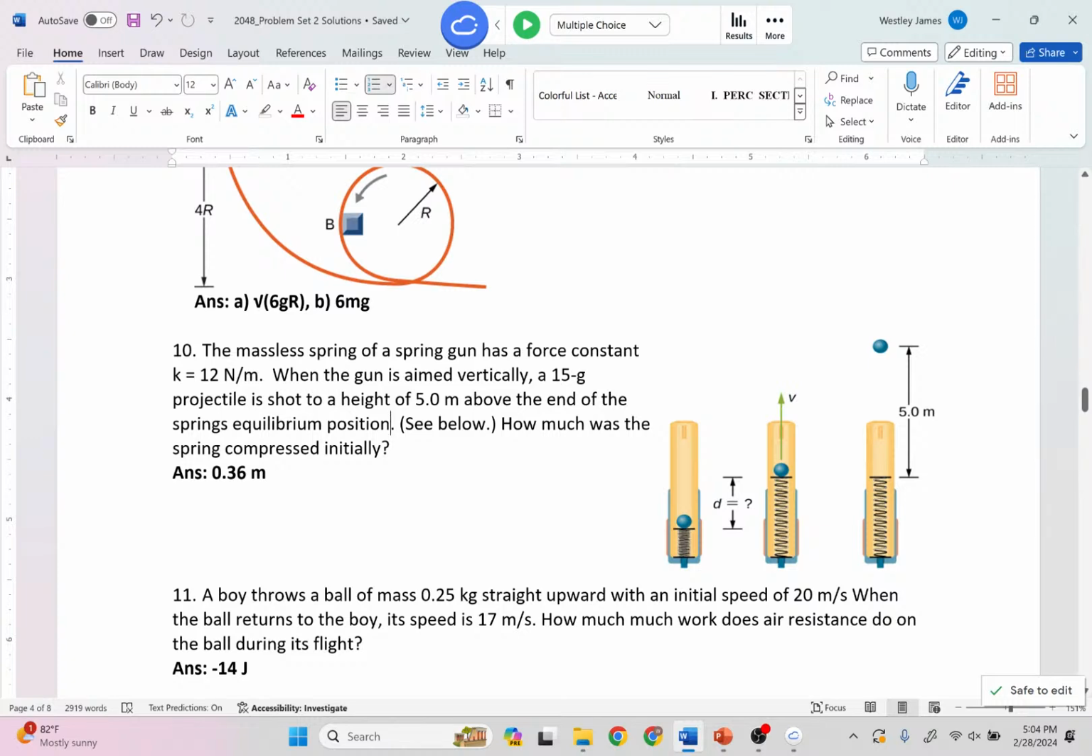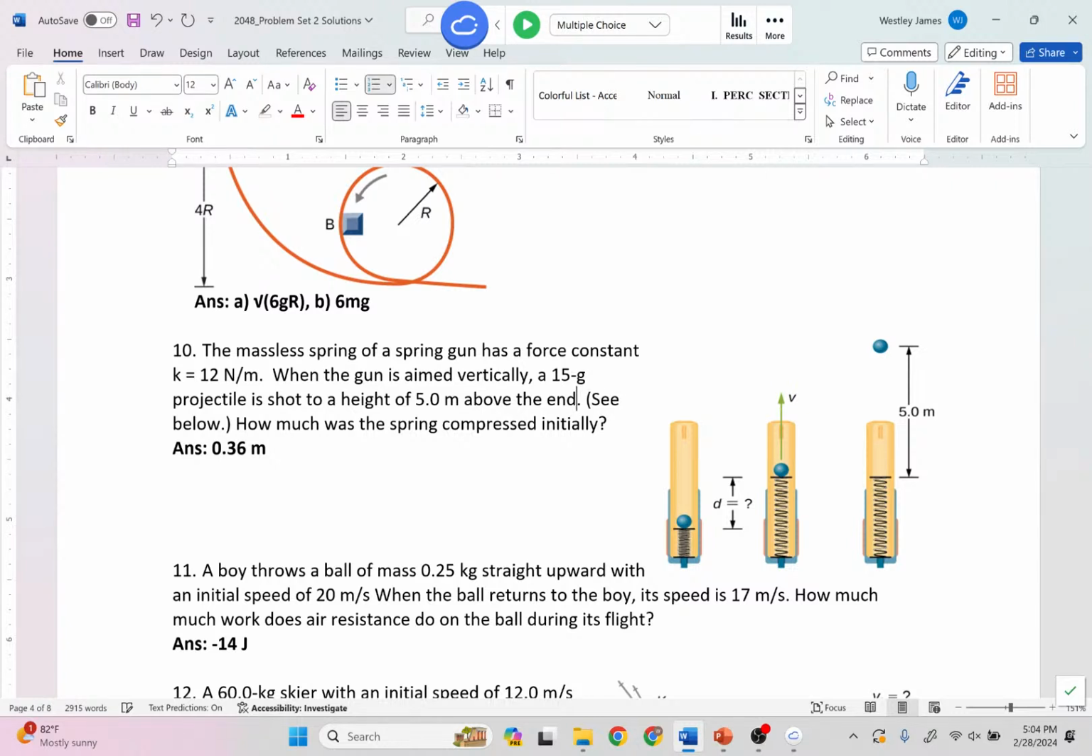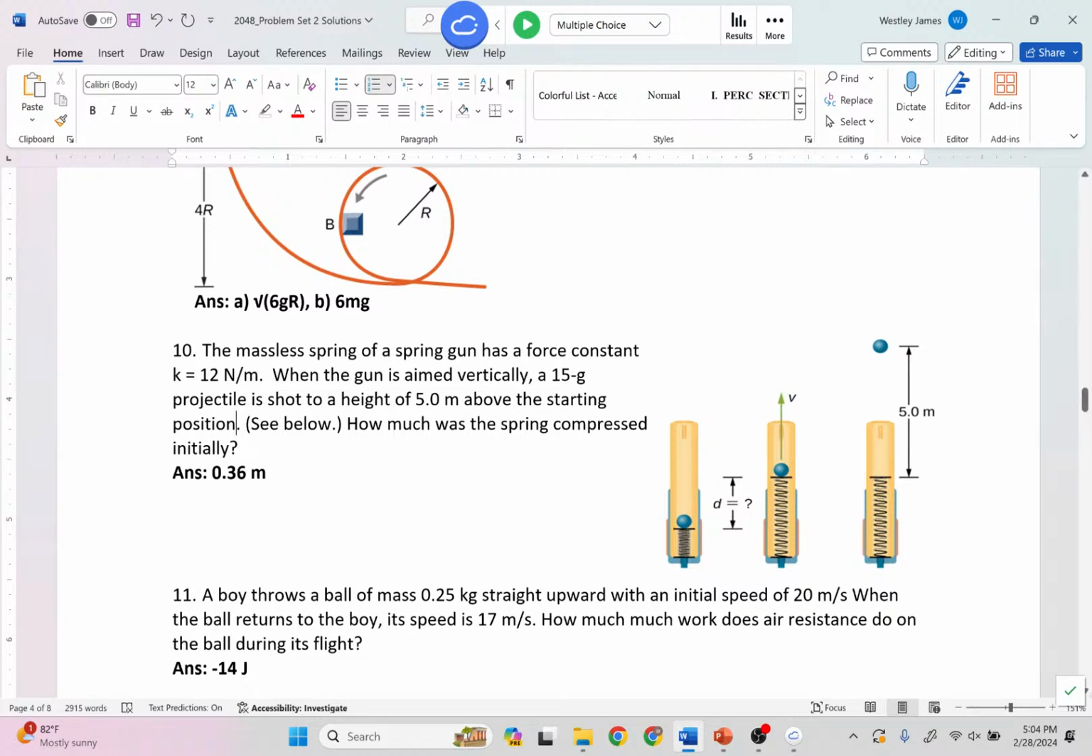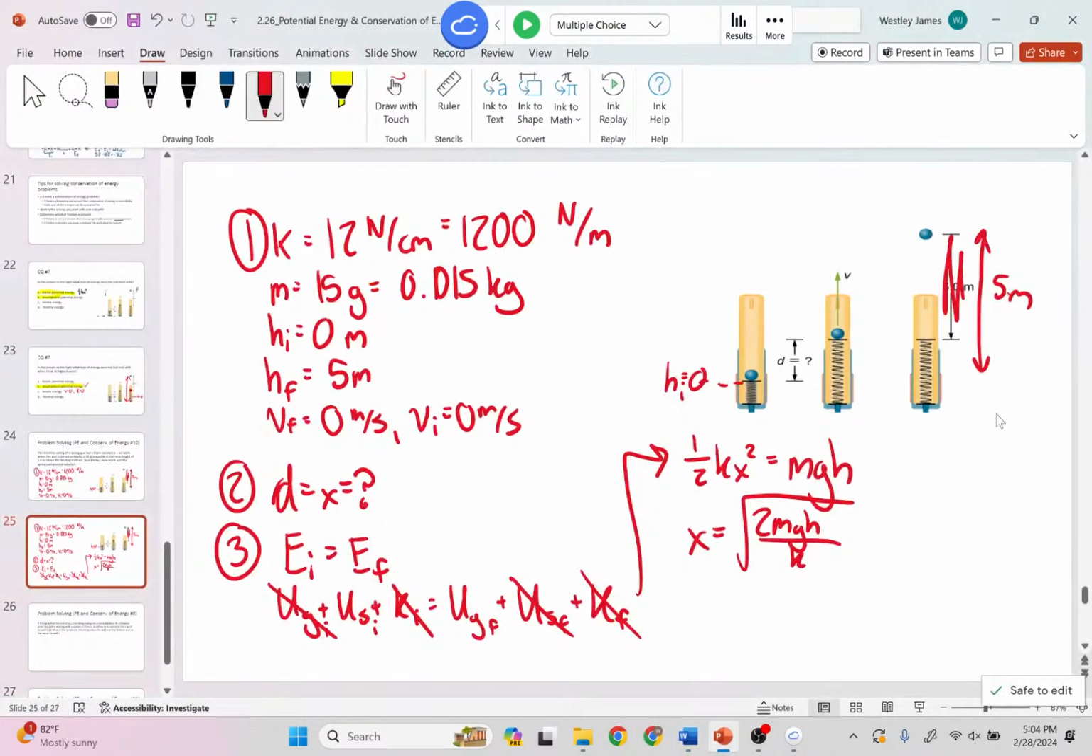I have not. So let's actually fix that. When this gun is aimed vertically, a 15-gram projectile is shot at a height of 5 meters above the starting position. And in fact, I may have actually calculated it the other way. So let's just get this number real quick. It doesn't take that long.